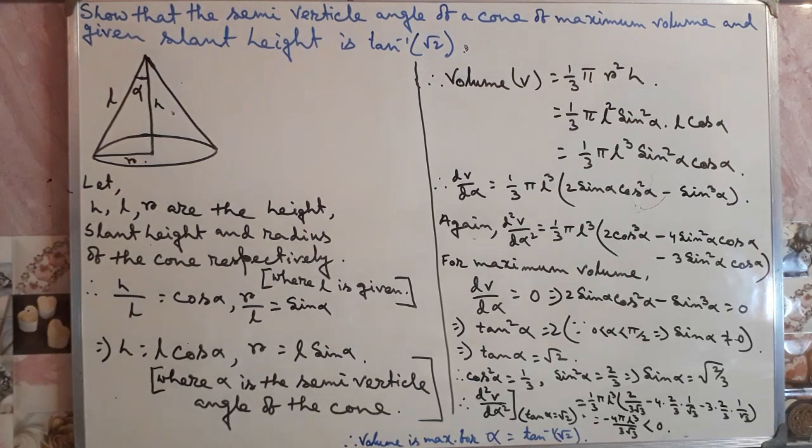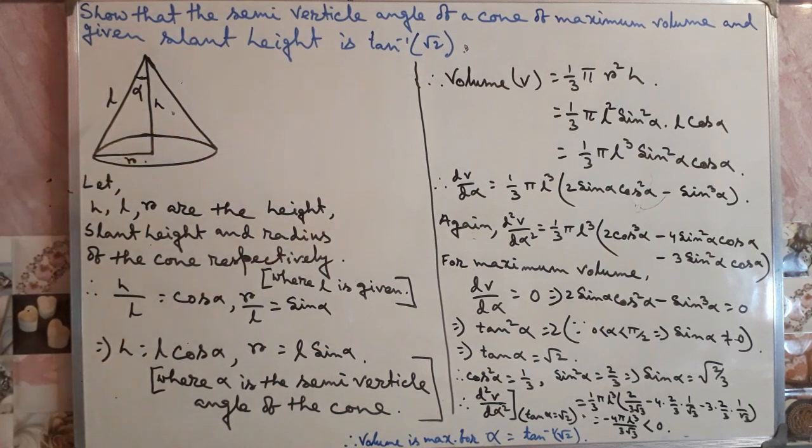Next problem: show that the semi-vertical angle of a cone of maximum volume and given slant height is tan⁻¹√2. So this is the semi-vertical angle of this cone, alpha, the slant height is given as L, and we took the height h and the radius r unit. This is a right triangle, so we can say that h = L cos α and r = L sin α.